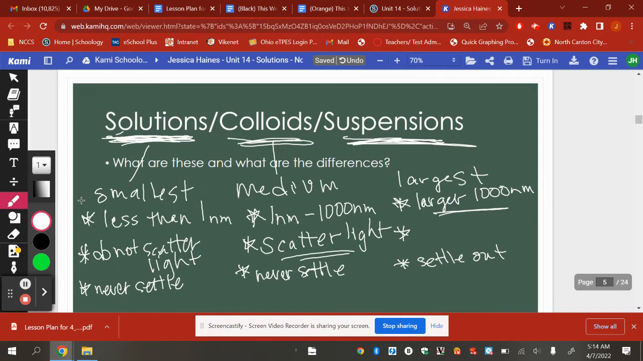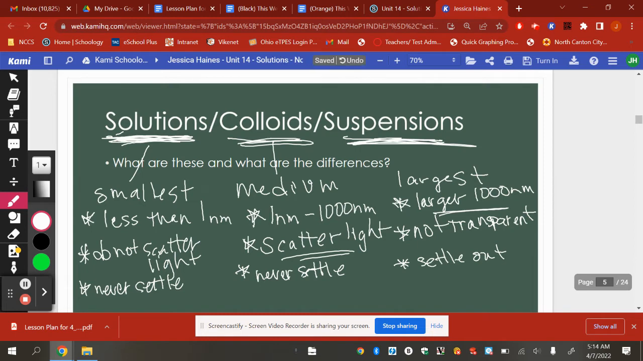In comparison to the do not scatter light and scatter light thing, with suspensions, they are completely opaque, I believe is the word, not transparent. So they don't have any scattering of light and they don't let light through at all. So they are not transparent. They're just going to block light whenever it's shone through a suspension. Transparent, not transparent.